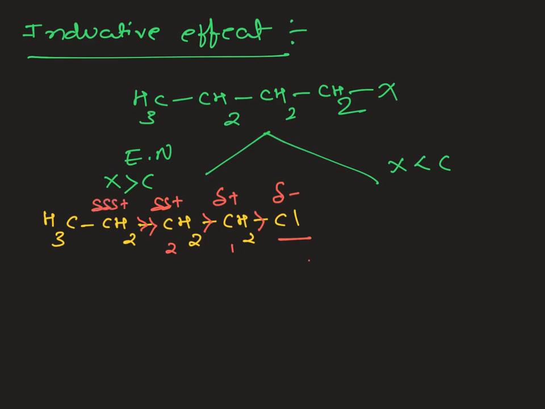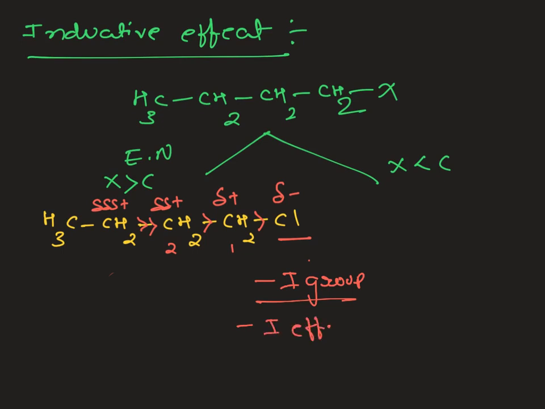And here the magnitude of the positive charge, C1 is having greater partial positive than C2 and C3. That means as chain length increases, the magnitude of the positive charge decreases. Here whatever the X group is there, we call it as minus I group. And this effect is called minus I effect.